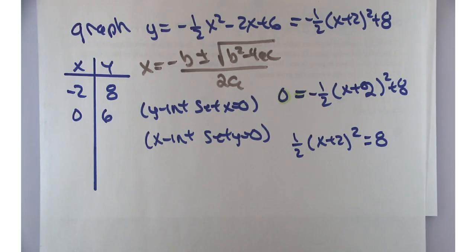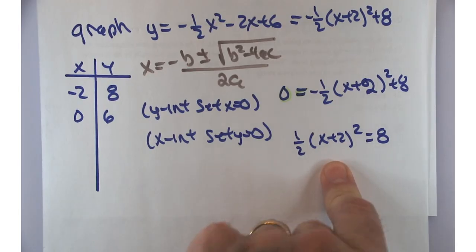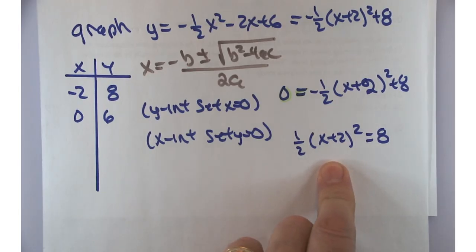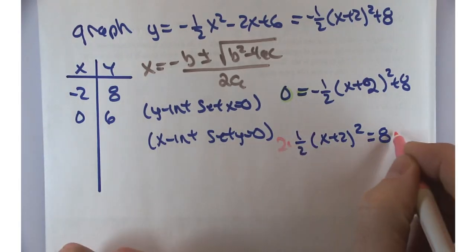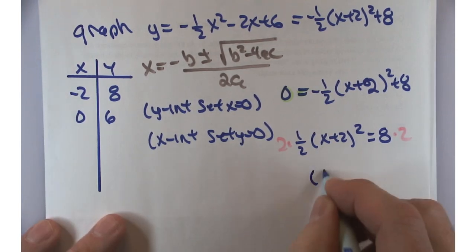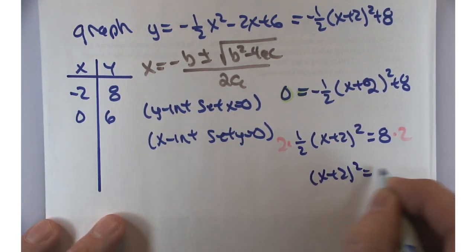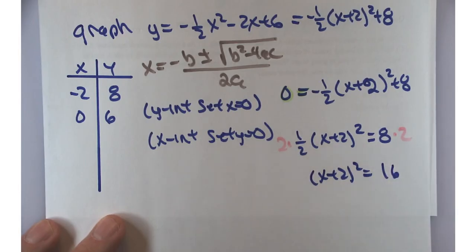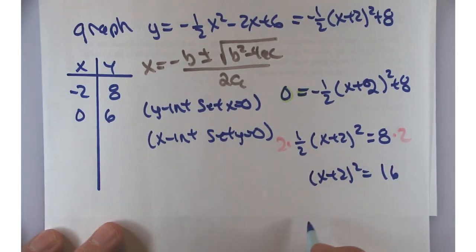Suggestions. What would you do next in order to come up with a solution here? What's a nice next step? Multiply by 2. So multiply by 2. That works out pretty nice. You get x plus 2 squared equals 16. So now what? Square root. Excellent. Square root both sides.